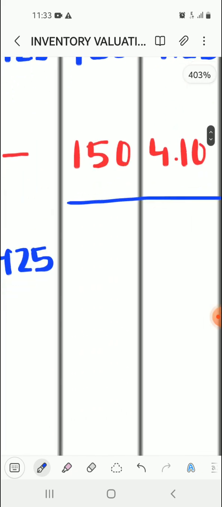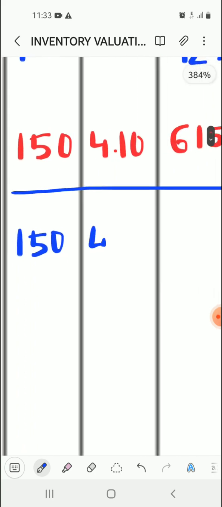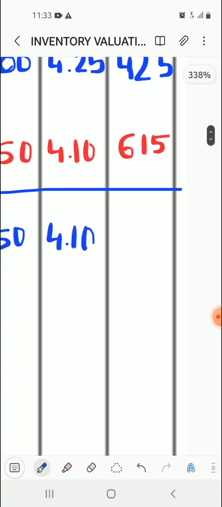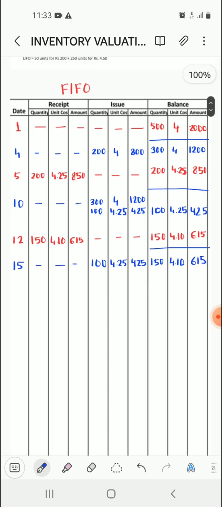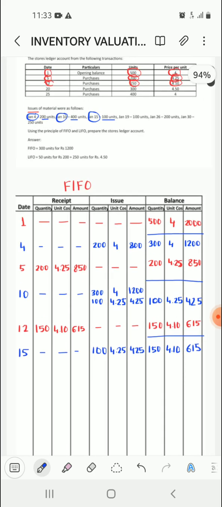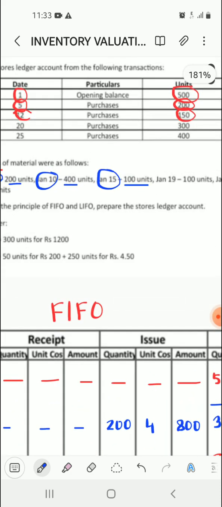That is 150 into 4.10, multiply it, we're going to get 615. Once this is done, we're going to move to the next date. 15th is gone. The next date that we have is, see, we have again got an issue on Jan 19 and purchase on Jan 20.